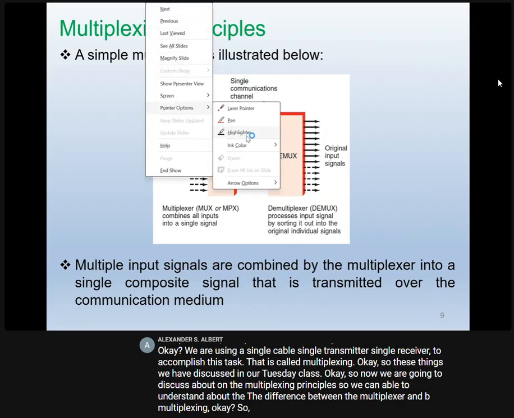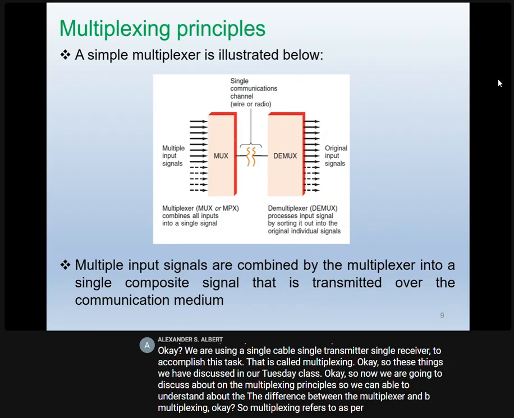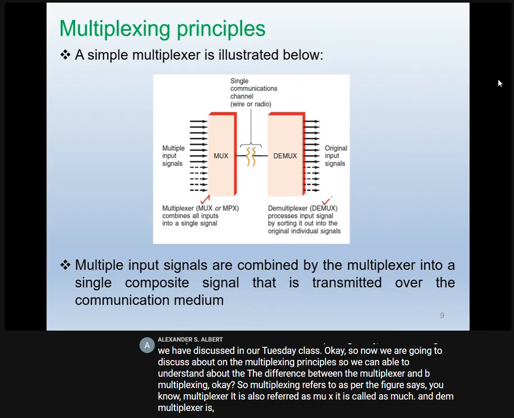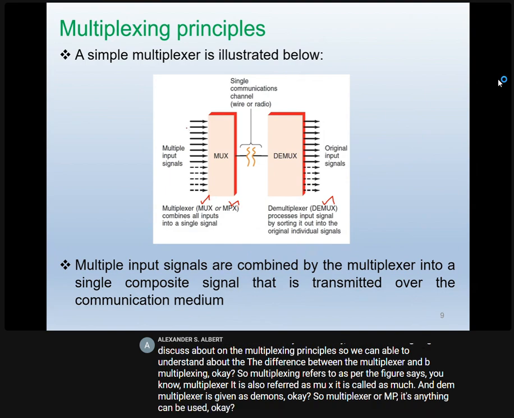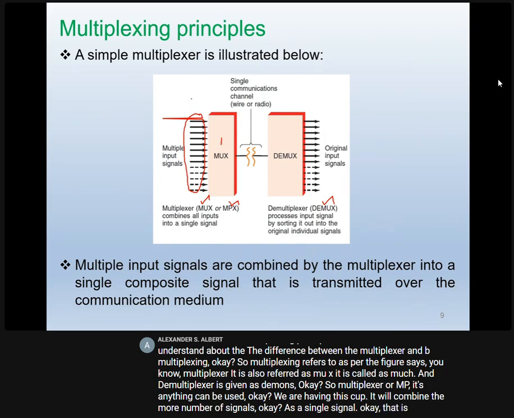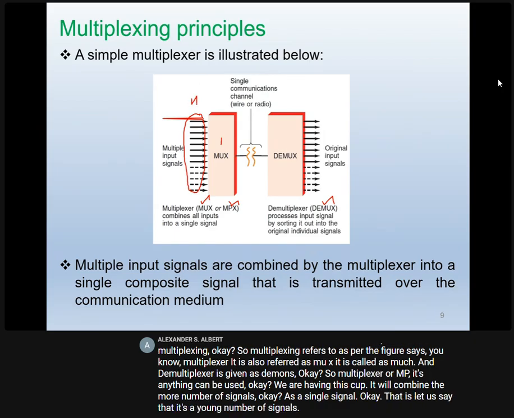Multiplexing refers to, as per the figure, the multiplexer, which is also referred to as MUX, and the demultiplexer is given as DMUX. Multiplexer or MPX, either can be used. It will combine a large number of signals into a single signal. Let us say there are n signals, and they are converted into only one signal.